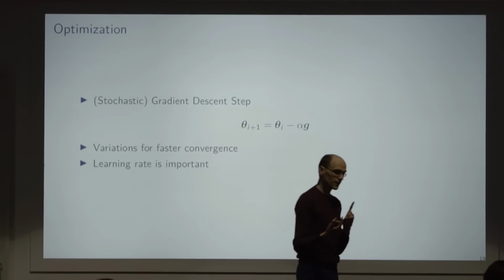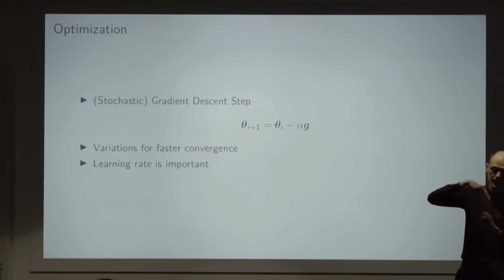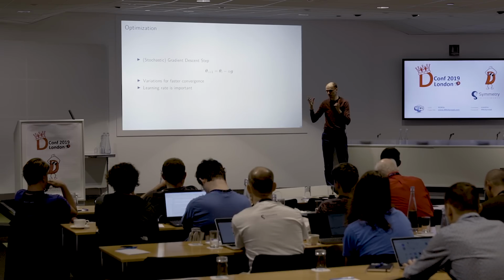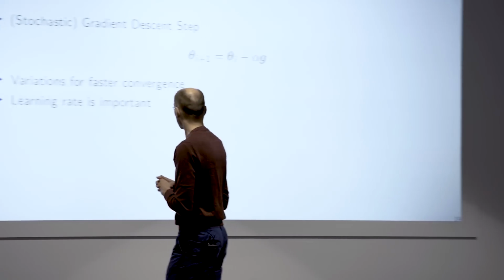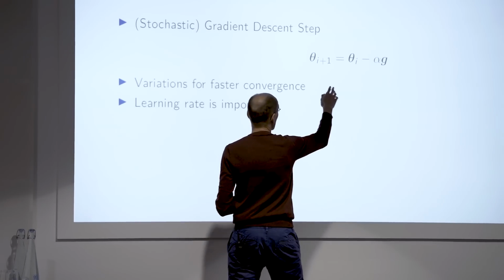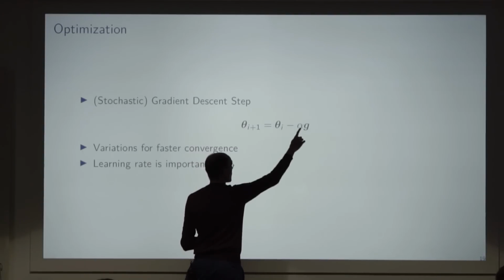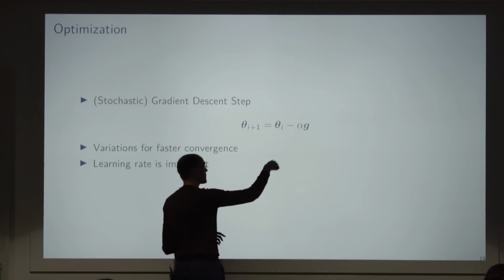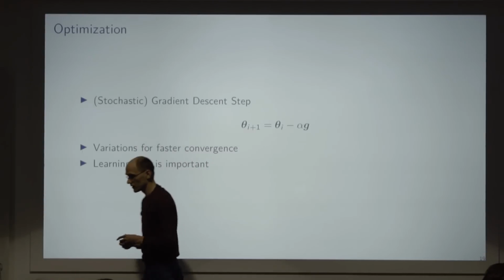So we are interested in the direction that maximally decreases our function value, our objective value. And this is the basic form of the update. This is the old parameter, and you go in the direction of the negative gradient, which points in this maximally decreasing direction. And then there's this alpha, which is the learning rate.